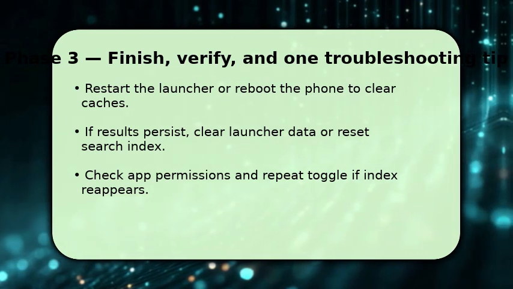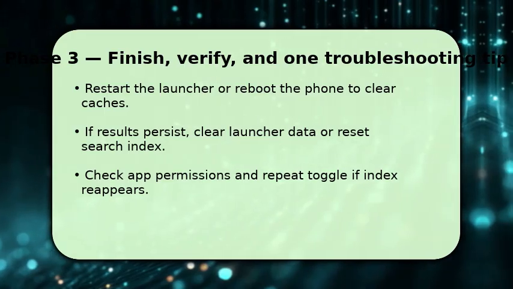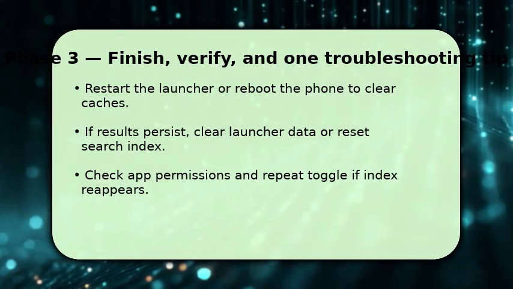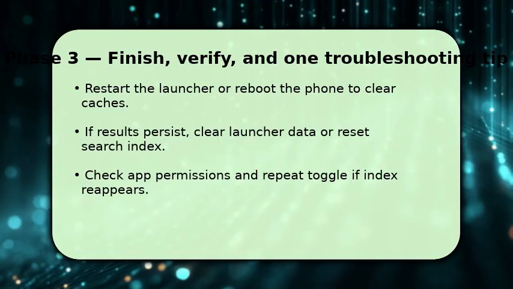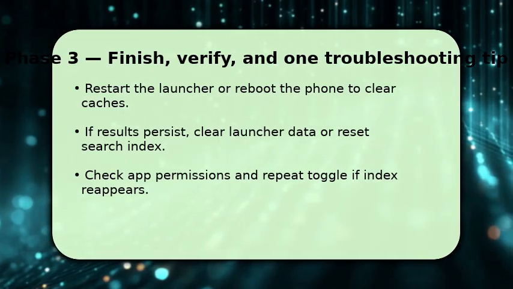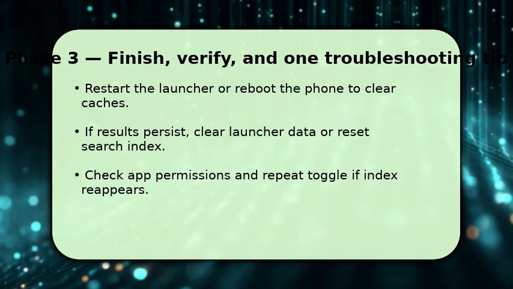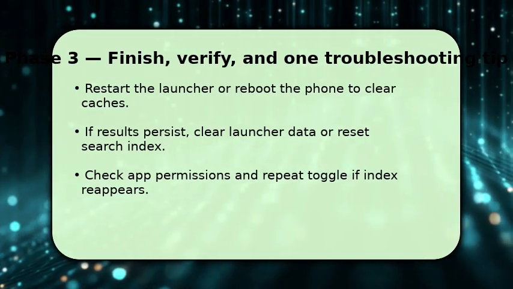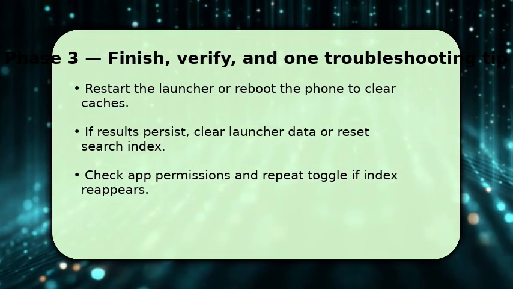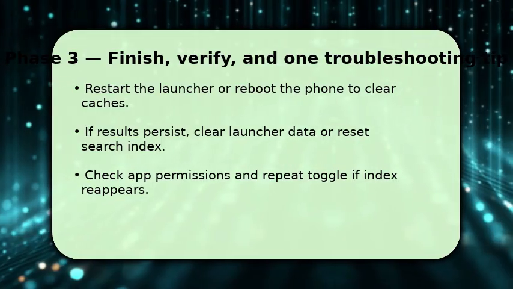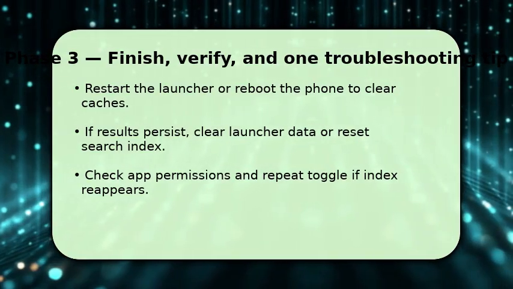If search results still show app content, go to the launcher app entry and clear data or storage to reset its index. Then verify the search toggles remain off. If the problem returns after an update, recheck permissions for the launcher and disable the toggles again. This single troubleshooting step usually resolves persistent indexing issues.